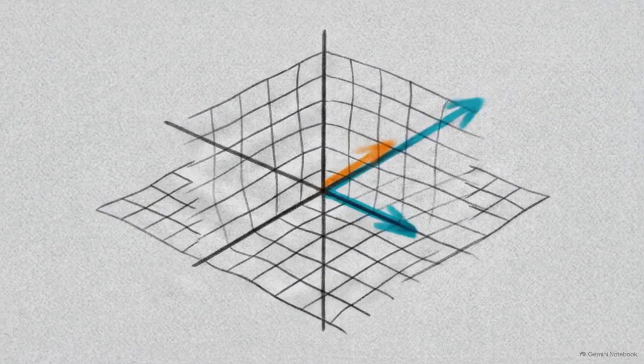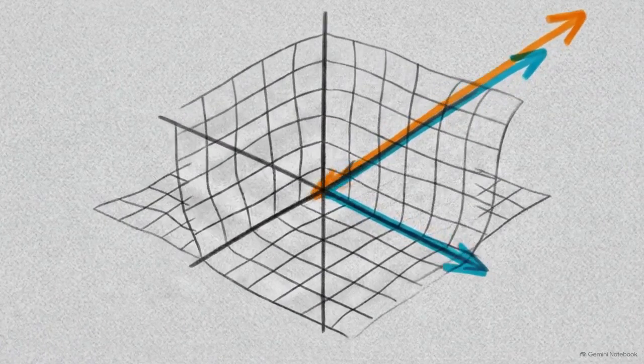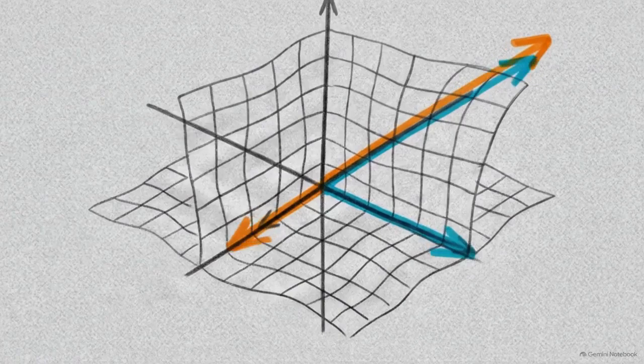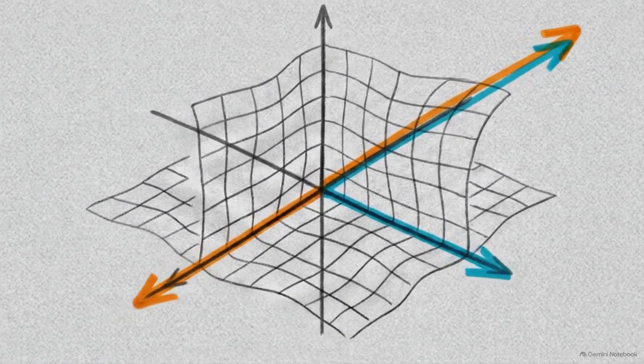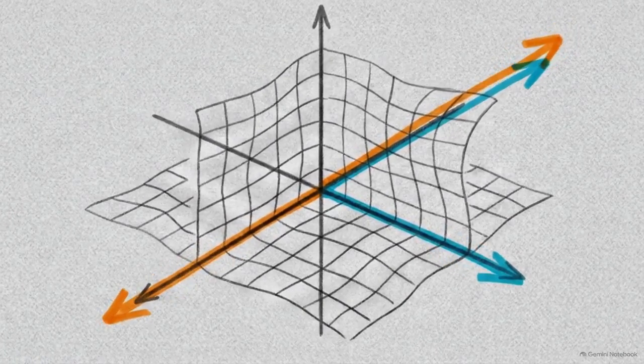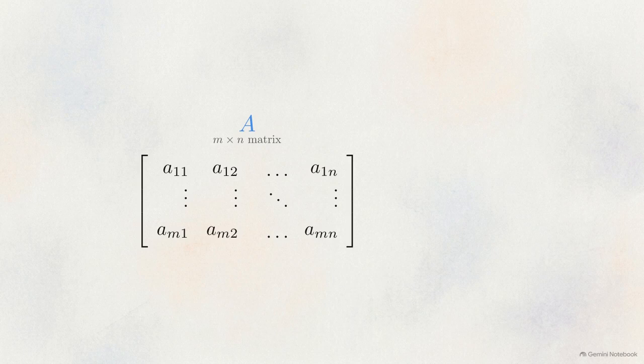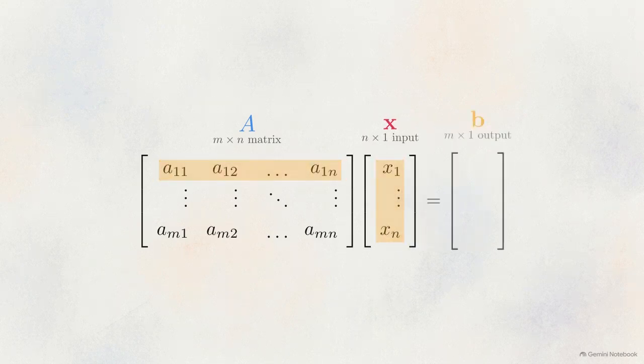Look at this 3D grid. As the linear transformation takes effect, the vectors stretch and the entire space instantly skews and shifts. Mathematically, this action is executed by a matrix A, an m by n array that takes an input vector x from n-dimensional space and maps it to an output vector b in m-dimensional space.